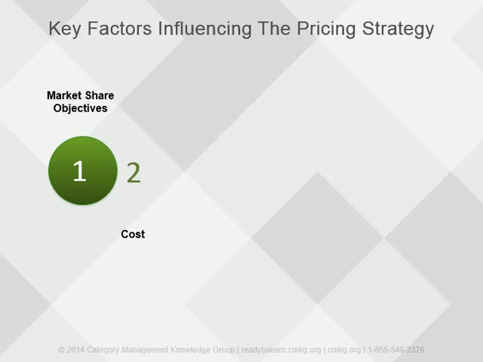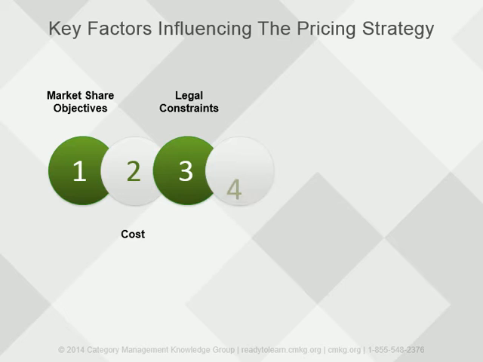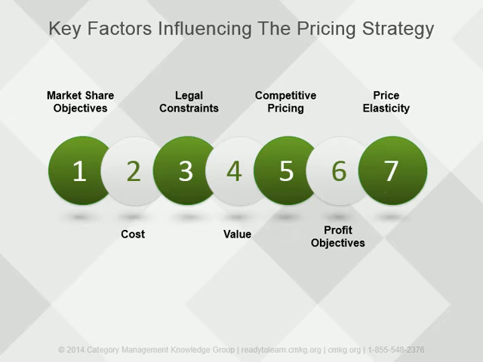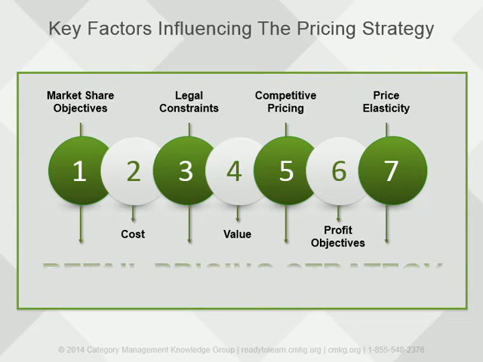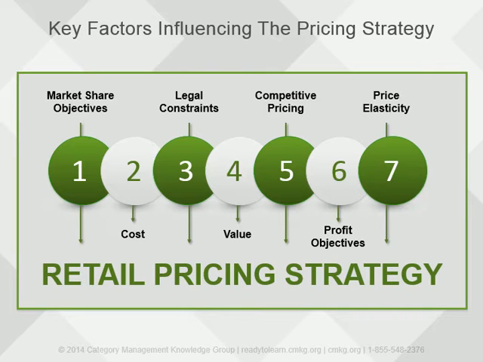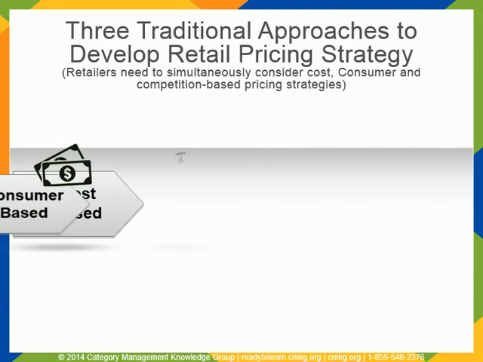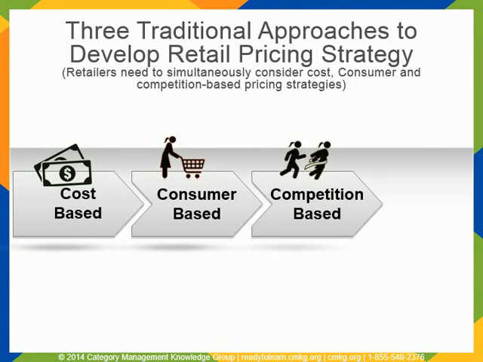There are many factors that influence the retail pricing strategy of a company. Some of the most important factors include company profit and market share objectives, manufacturing costs, price elasticity, competitive pricing, product value, and legal constraints. We need to understand each of these factors and what is their impact on the pricing strategy. Companies have historically used one of 3 approaches to develop their pricing strategy: cost-based, consumer-based, or competition-based.